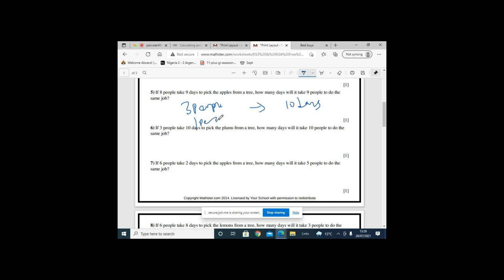One person equals to 10 times 3. That's going to be equal to 30 days. So how long will it now take 10 people to do that? Just divide 30 by 10. Then you get what? You get 3.